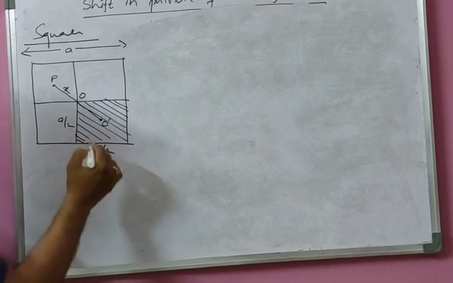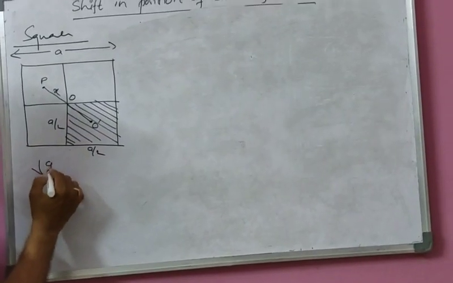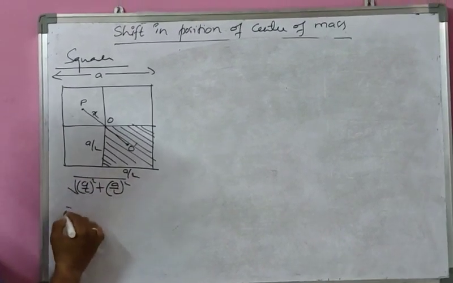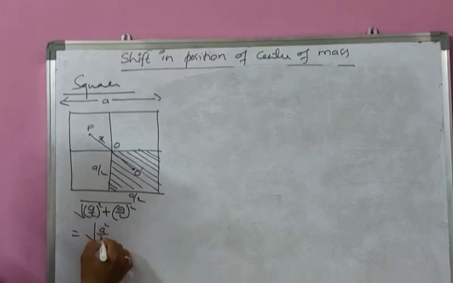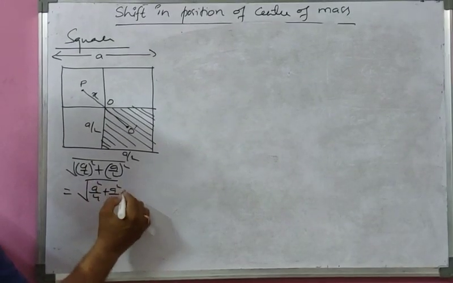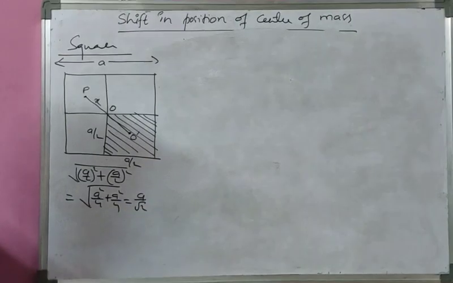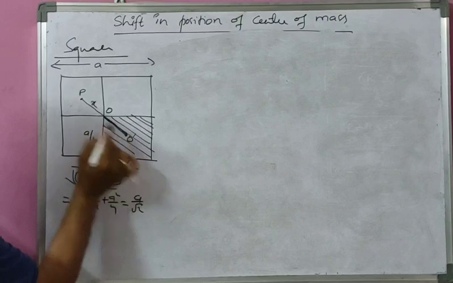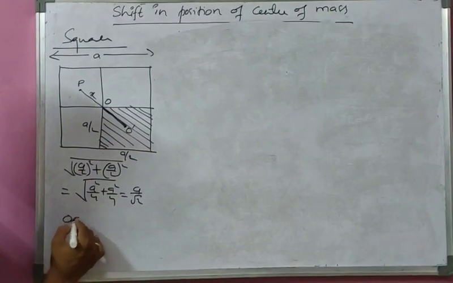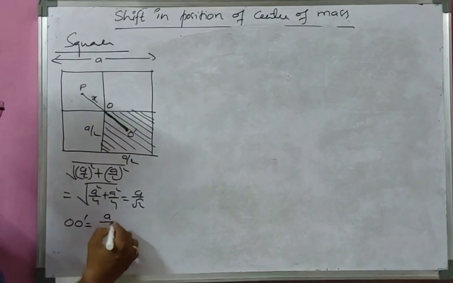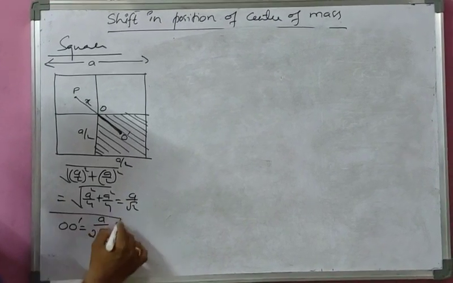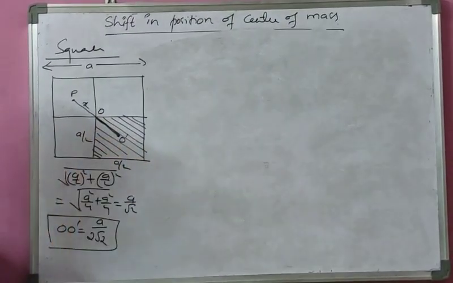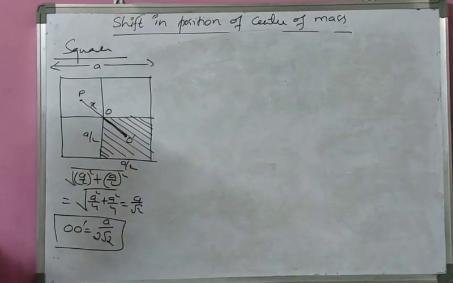So under root of (A by 2) whole square plus (A by 2) whole square, we get A square by 4 plus A square by 4, which gives A by root 2. This is the value of the diagonal, but we want only half of this one. Half of this means we get O dash as A by 2 root 2. So we got the distance from the initial center to the center of the cut portion. This x value we need to find.